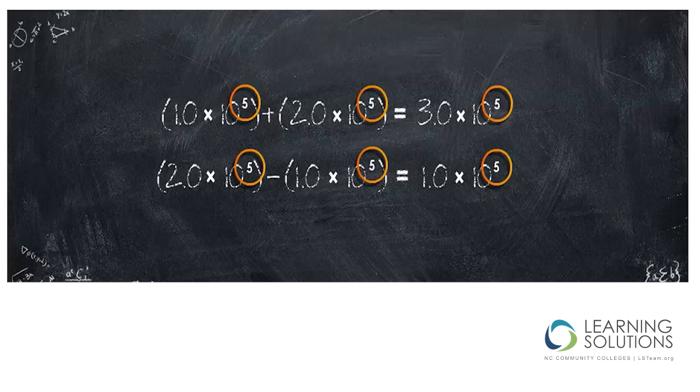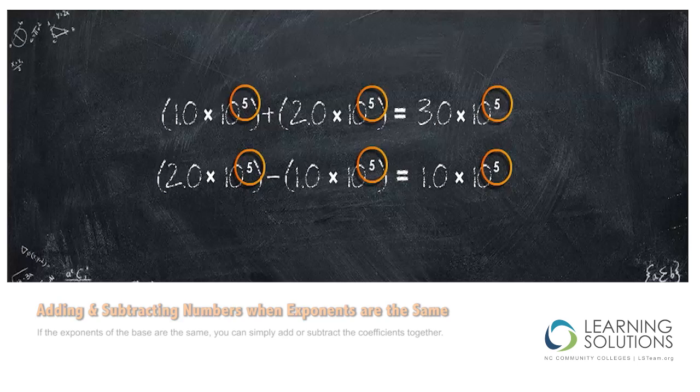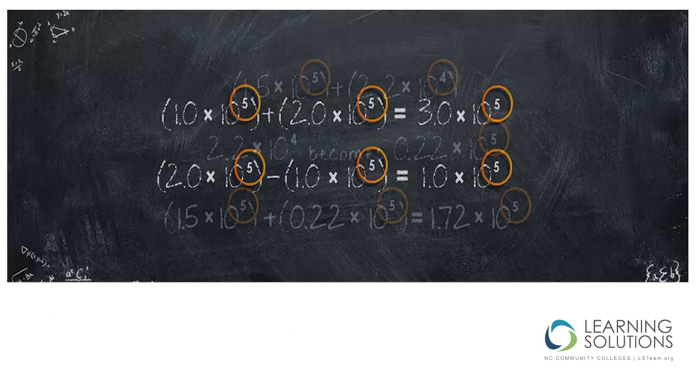Now that you understand how to express a number in scientific notation, let's look at some mathematical functions. To add in scientific notation, the exponents of the bases must be the same. If the exponents are the same, you can simply add the coefficients together to get the sum. Subtracting in scientific notation follows the same rules when exponents are the same. Find the difference between two numbers by subtracting the coefficients.